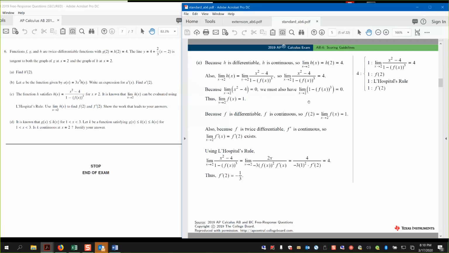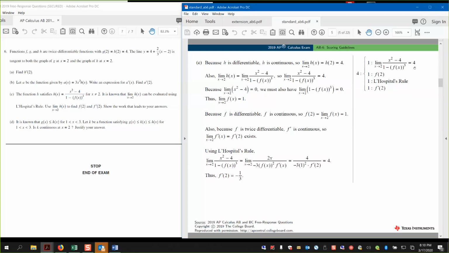Part C was worth 4 points, and boy, there's an awful lot of writing here on the scoring guidelines. Let's see if we can decipher some of this. The first point over here was for recognizing or connecting this limit to that value h of 2, which was 4. And the reason that's true, although the student, you'll see, doesn't have to state this, is that h is continuous.